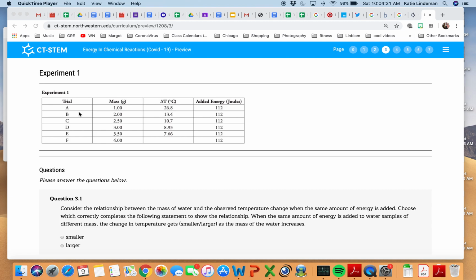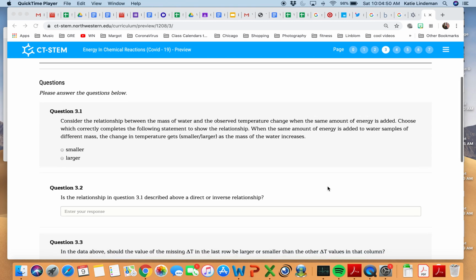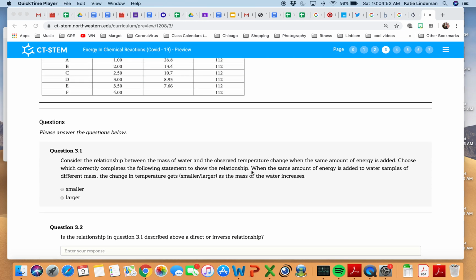This video is meant to talk through Lesson 7, pages 3, 4, and 5. So pages 3, 4, and 5 all are looking specifically at individual experiments. For example, this first page, page 3, is looking at experiment 1. And we are asked to think about what the relationship is between different variables.